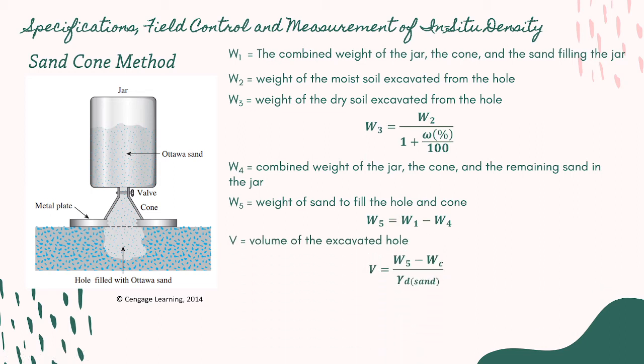And then now you can calculate the volume of the excavated hole. So that is the weight of the sand to fill the hole and the cone minus the weight of the sand needed to fill the cone. So W sub C as well as the dry unit weight of the sand is determined in the laboratory prior to the testing. So your equipment should be calibrated.